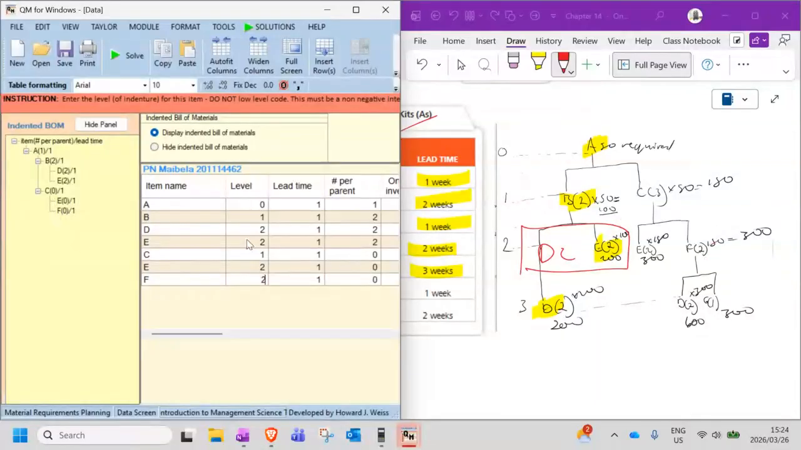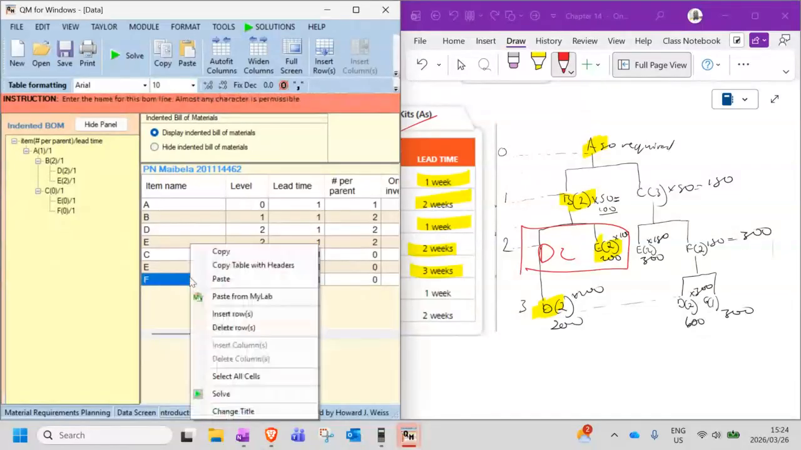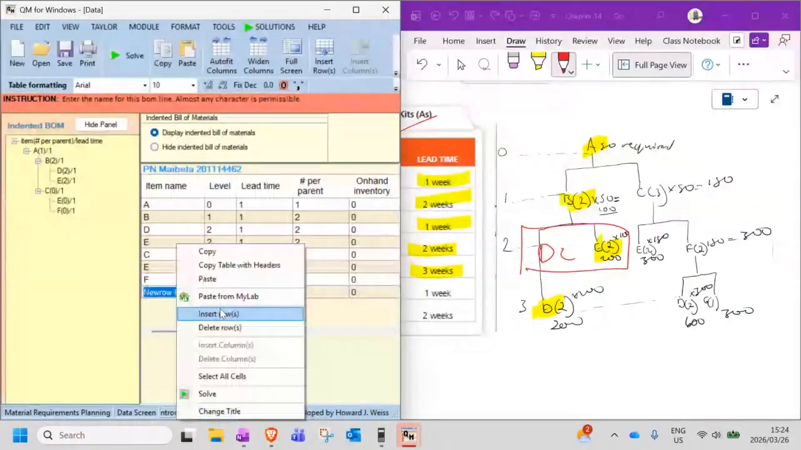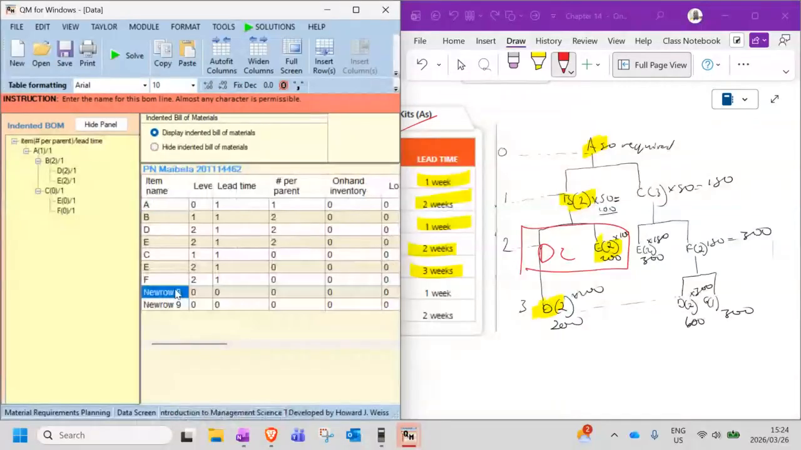Then under F we have 2 items. So we need to right click and add, insert the row. Insert the row again. Then we have D under that, and G. Yeah, with G. Perfect. Then those are your level 3. Now you can see under F we have 2 products. We still don't know the lead times of everything.